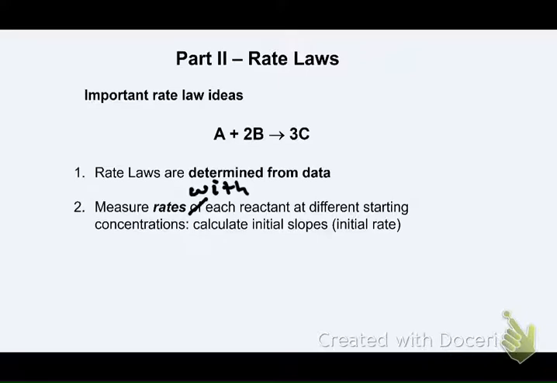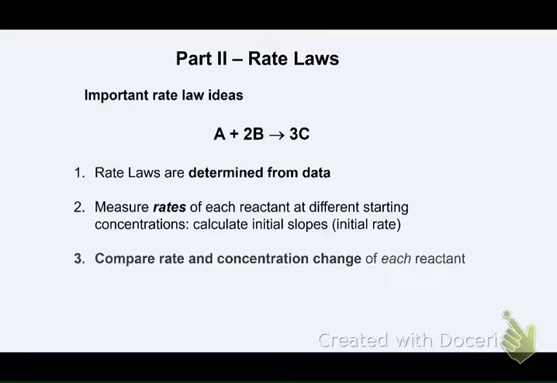And we usually use the initial rate to do this. The reason we use initial rate is it's not usually complicated by products being in the solution, because the concentration of the products is usually very low at the initial part of the reaction. Then we compare rate changes versus concentration changes, and that tells us what the form of the rate law is. It tells us what the values for X and Y are.